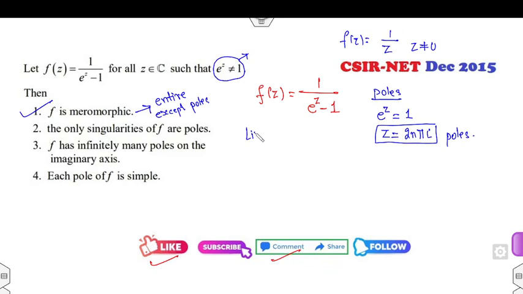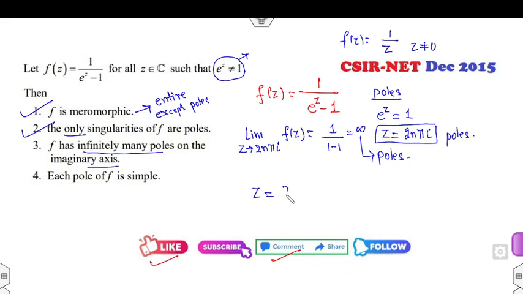So let me check whether they are poles or not. We will check the limit at 2 n pi iota of f of z. Since the numerator is finite, the denominator is 1 minus 1, 0. That is infinity. Once this is infinity, we can say it is my pole. The only singularity is a pole, correct option. There are infinitely many poles on the imaginary axis.